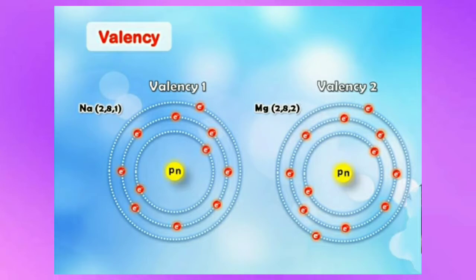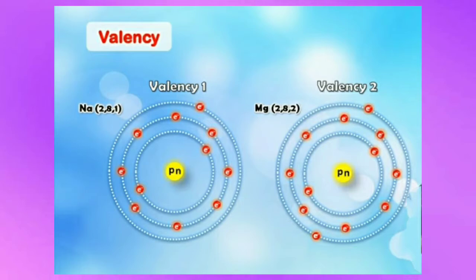The atomic number is 17, right? So the outermost shell, how many electrons does it have? 7. So it would be difficult for chlorine to lose all 7 electrons, but easy to gain 1 electron. So what is the valency of chlorine? 1. Are you getting me, children?